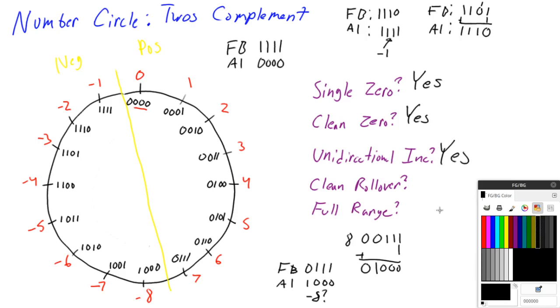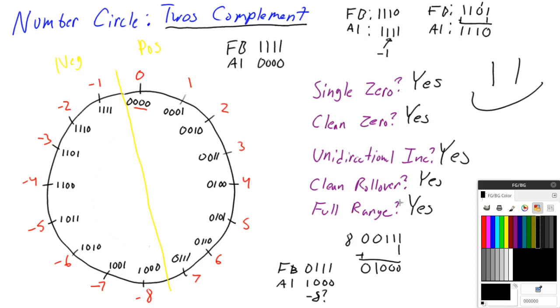Do we have a clean rollover? Is the minimum right next to the maximum? Well, our minimum is -8 and our max is 7, and they are right next to each other. And the last thing is, do we have a full range of values here? Well, yes, because we've got that -8 there. That means we don't have 2 zeros, and each binary sequence represents a unique quantity. So do we have a full range? Yes. And that's why 2's complement makes us happy, because it's got all of the properties we want. We got a big smiley face for 2's complement.